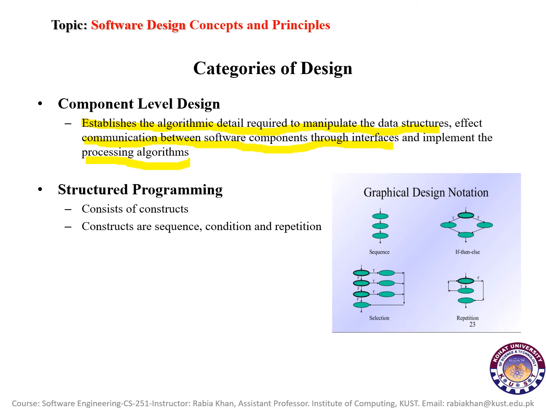Now, what is the end product of this design type? The procedural design for every component represented in a graphical, tabular, or text-based notation is the output. It is the primary work produced during this component level design.